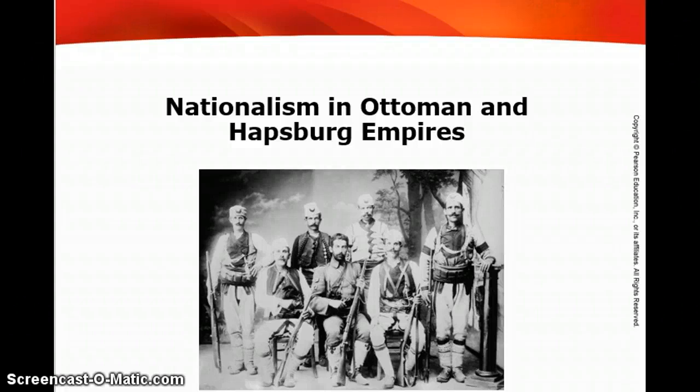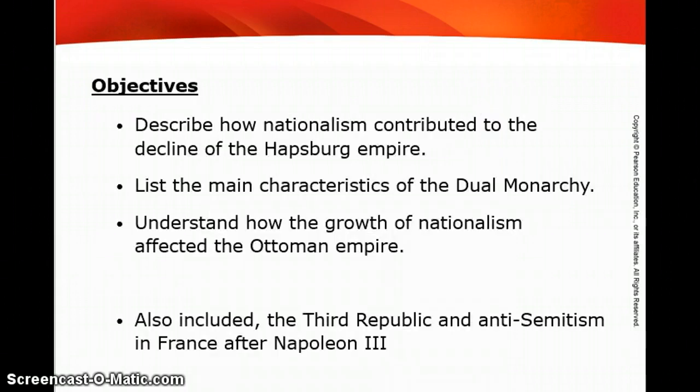This is Chapter 22, Section 4, Nationalism Threatens Old Empires. We'll be talking about nationalism in the Ottoman and Hapsburg empires. And at the end of this PowerPoint, we will also throw in France after Napoleon III. The objectives describe how nationalism contributed to the decline of the Hapsburg Empire. If you guys remember, there are several nationalities in the Austrian Empire, and they all want their own country.